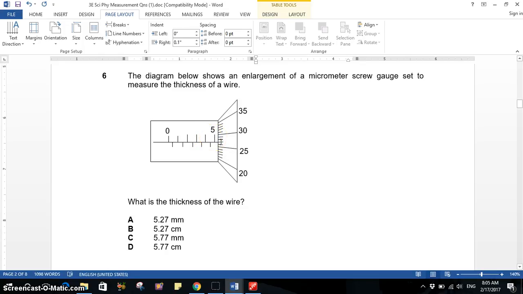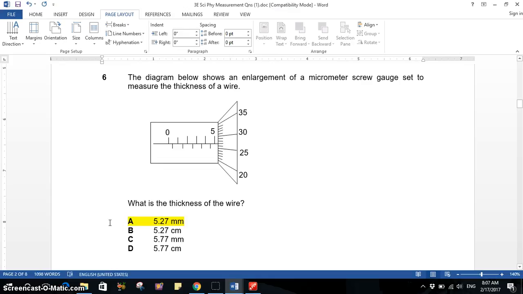Then we look at the thimble scale. Can you see that this thimble indicates 27? So our thimble scale is always taking the 2 digits behind the dot, so it's 0.27. We add both together, it gives us a thickness of 5.27. So answer is A. Now don't be tricked by answer B, because answer B has a unit of cm. Remember, all micrometer screw gauges measure to mm scale.